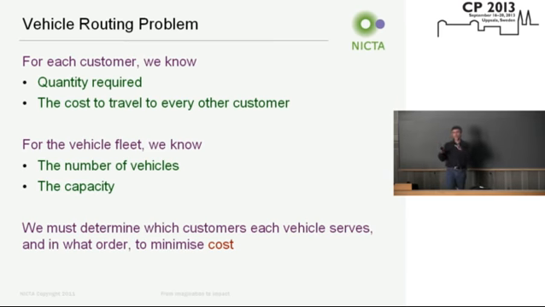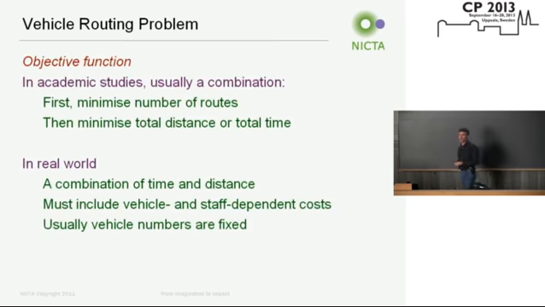And so we need to divide up our customers into the group of customers that each vehicle will visit, and then within that group, what is the order of visiting? And I want to minimize my cost. And cost here can mean various things. So the objective function for your classic academic studies is first of all to minimize the number of vehicles, and then to minimize the total cost within that number of vehicles.